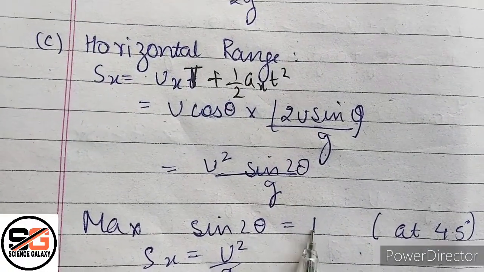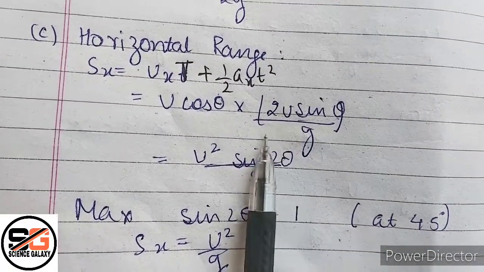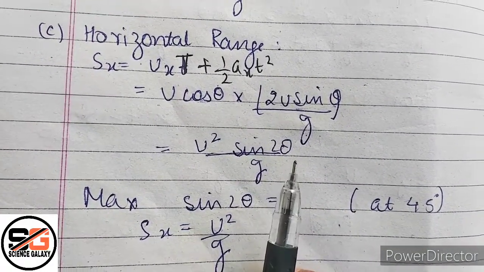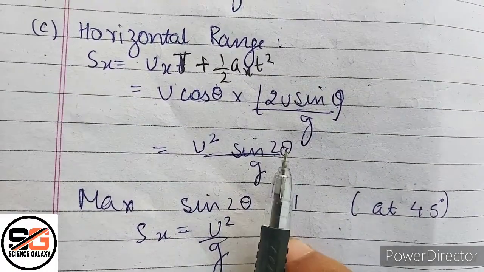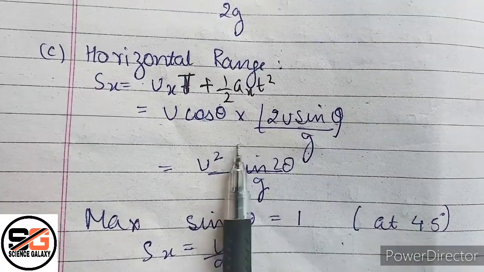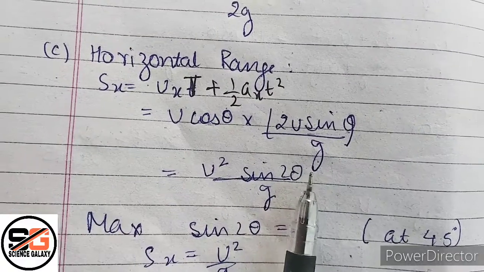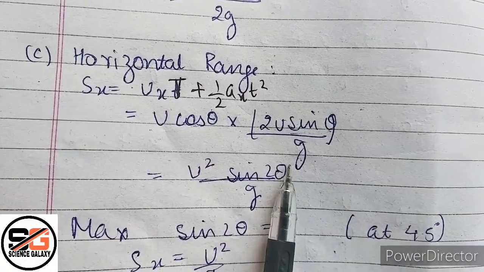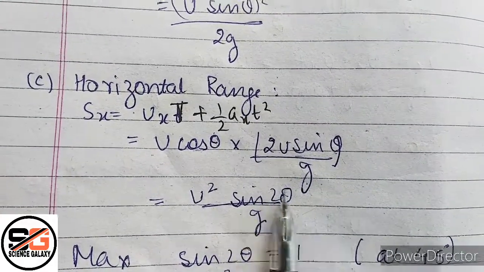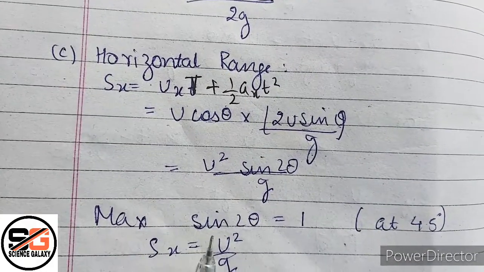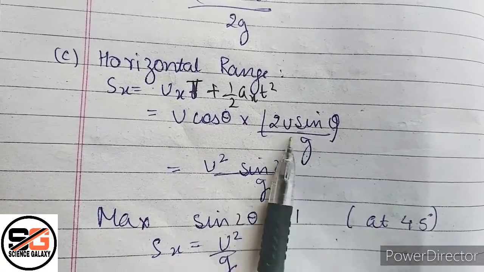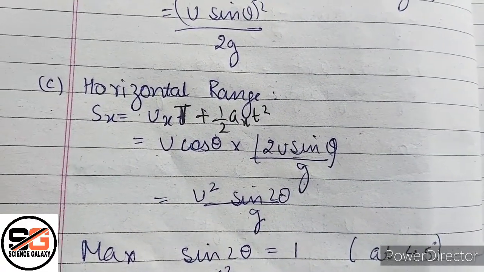Also we know if sin 2 theta is equal to 1, then the maximum horizontal range would be at 45 degrees, because sin 2 into 45 means sin 90, and sin 90 equals 1. This is the maximum value of sine. Sine could have a maximum value of 1, so this would be maximum at 45 degrees. Maximum horizontal range would be Sx is equal to u square upon g, since sin 2 theta has become equal to 1.